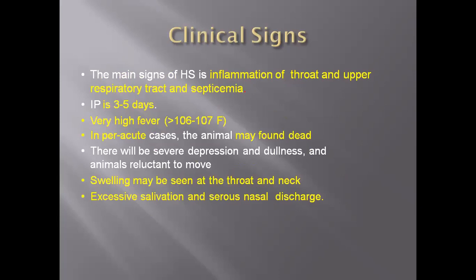Septicemia is when there is bacteremia plus toxemia, it means the bacteria are multiplying in the blood and they are producing toxins. So this condition is known as septicemia, and it is a very dangerous condition that results in many other consequences. For example, one of them is very high fever in this disease, and in peracute cases, you may find the animal dead on the spot without showing any other clinical sign and symptom.